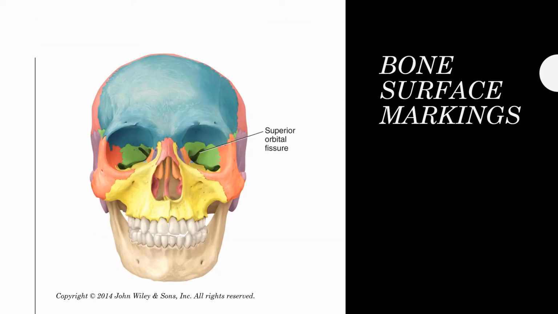A fissure is a narrow slit between adjacent parts of the bone, through which blood vessels or nerves can pass. An example of this would be the superior orbital fissure. As you can see here, this is an area where nerves and blood vessels can pass to get into the orbit, or where the eyeball sits.